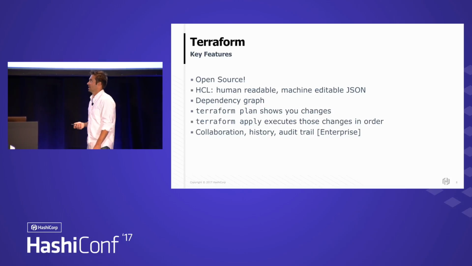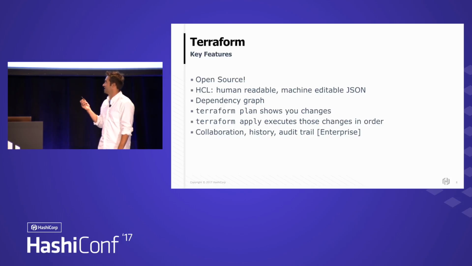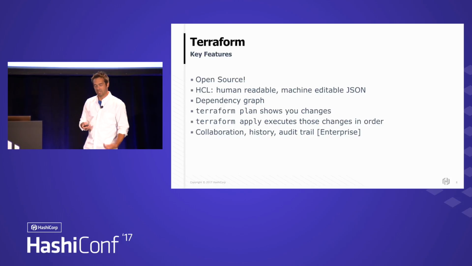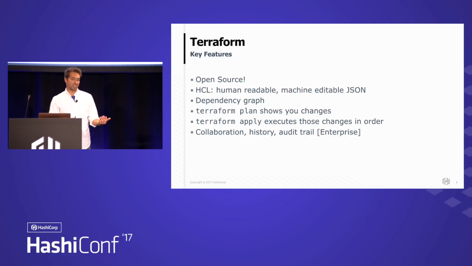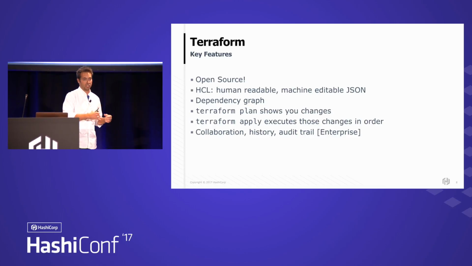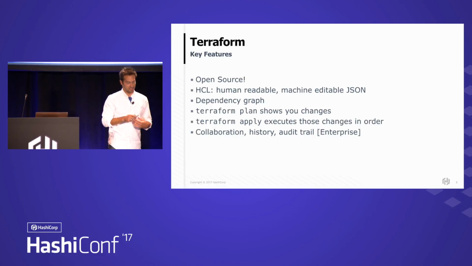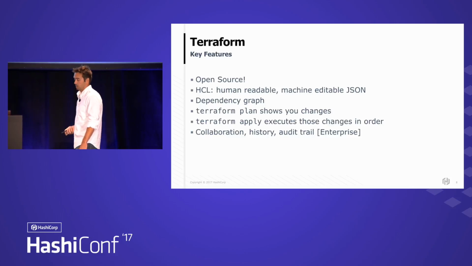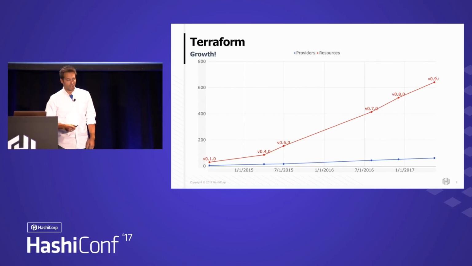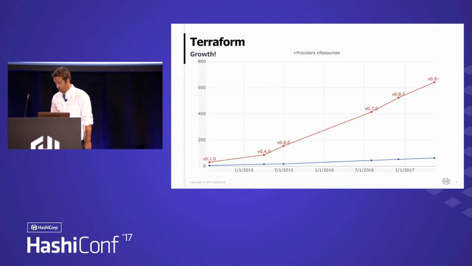And then in Terraform Enterprise, you get collaboration, history, audit trailing. Terraform does have built-in support for collaboration in the form of remote state. So instead of having the state on your machine, you can actually share that with your colleagues. But over time and with team size, you need better collaboration features, which is where Enterprise comes in there. Okay, so Terraform over the years.